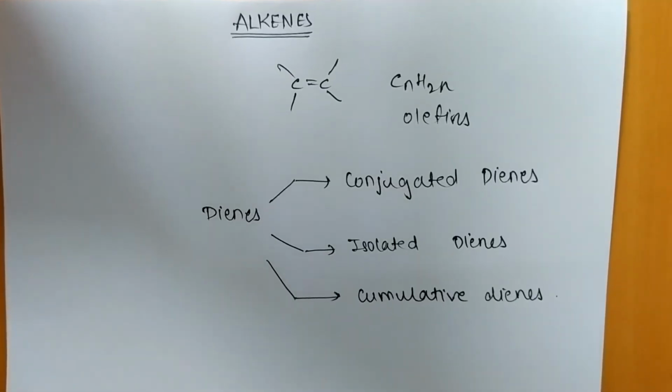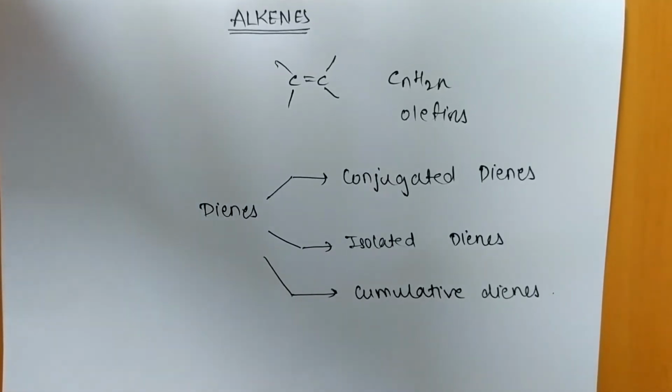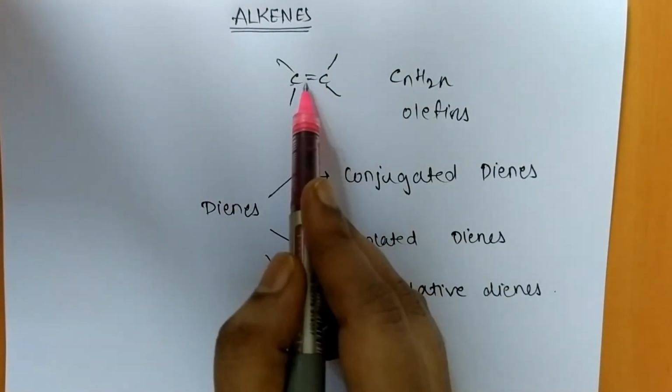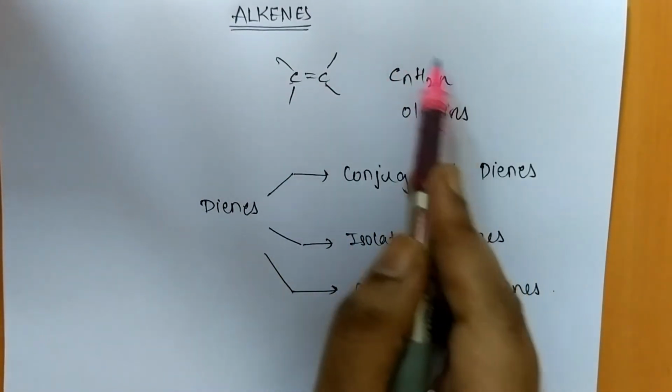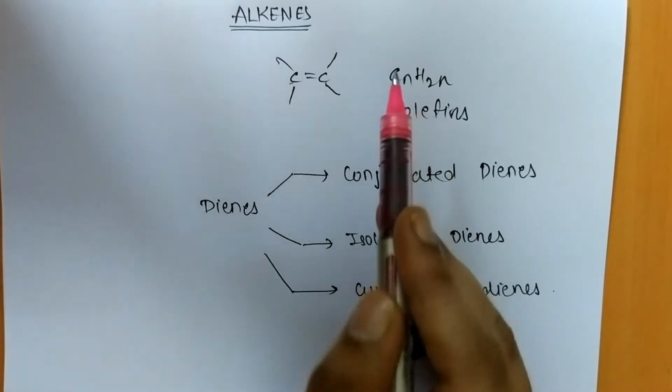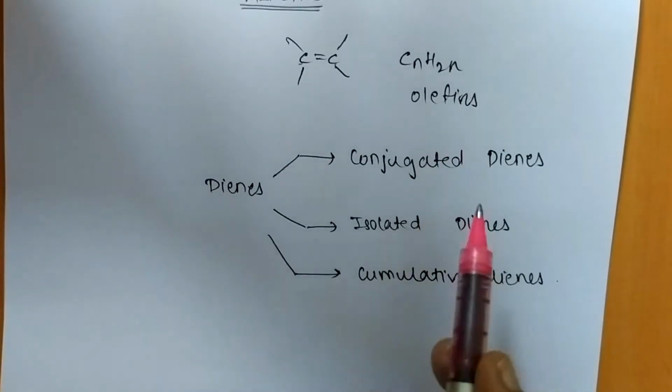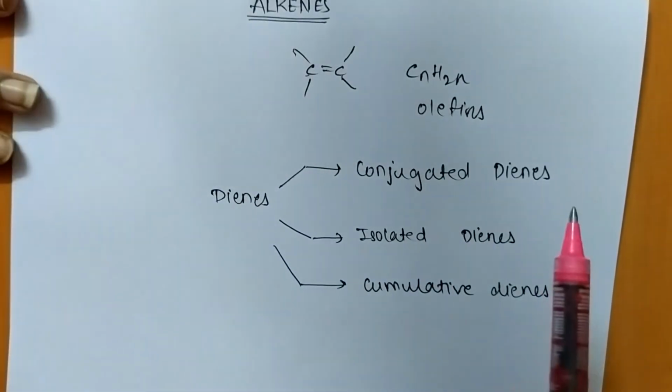Hello everyone, my today's topic is alkenes. Alkenes are represented as C double bond C and they have a molecular formula of CnH2n, where n is the number of carbon atoms. Alkenes are also called olefins or the oil forming agents.